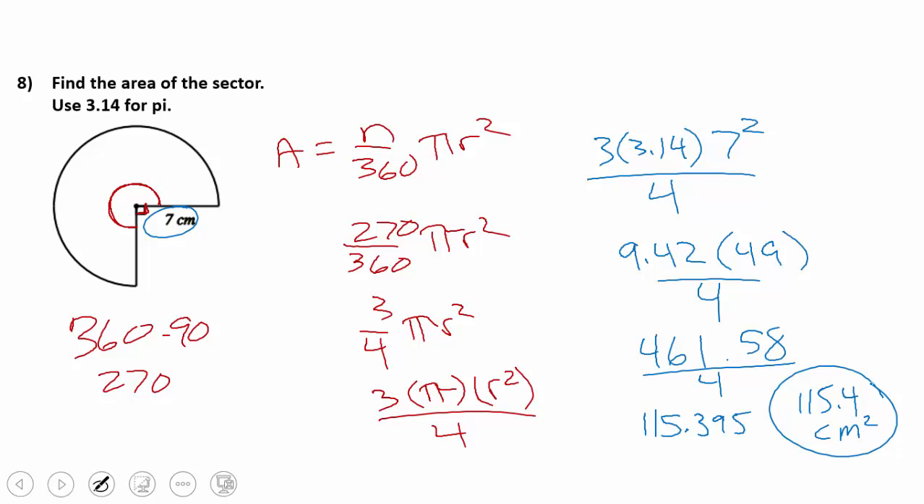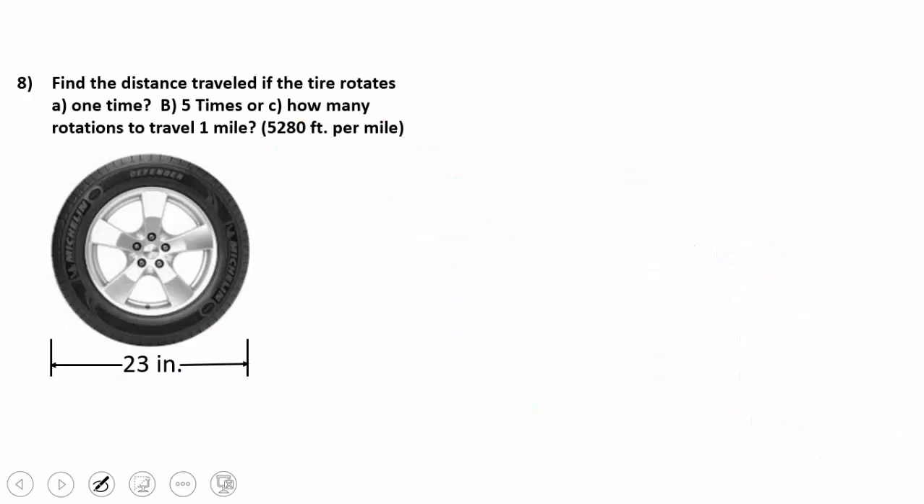A real life situation, maybe someone has a sprinkler and they're doing your yard and they put it on the corner of the house and it does the yard all the way around the corner of the house. How cool is that? All right, moving right along to our last example of the day, where we're going to revert back to what we learned with circumference.